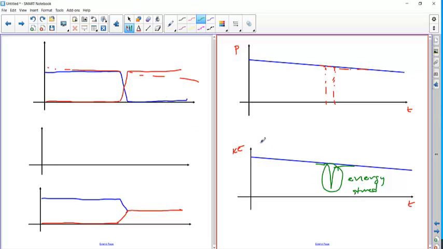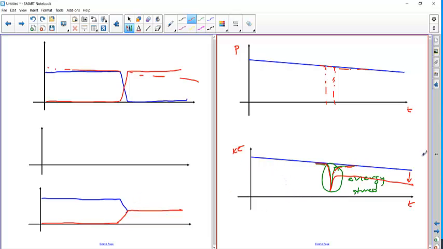What we'll see with the case of the actual springs, it'll also have this dip where it's the energy stored in the springs, but instead of coming back to the original value that we would expect if there was no collision, we'll see it drops off, and this is the energy lost due to the imperfect collision.